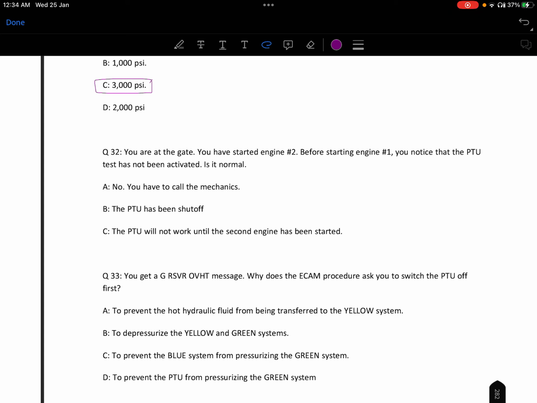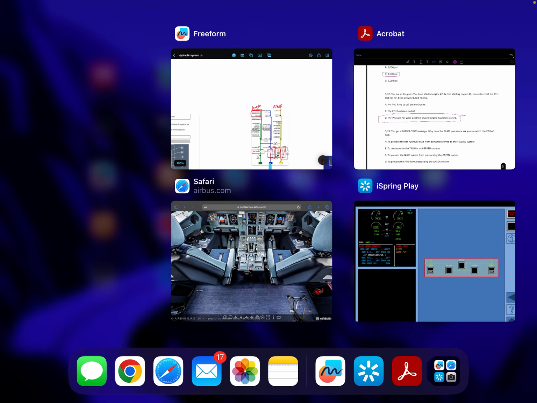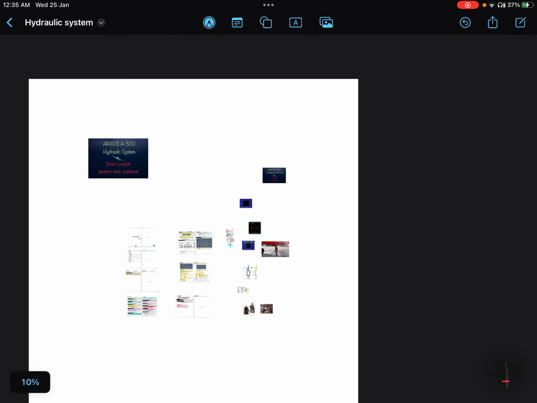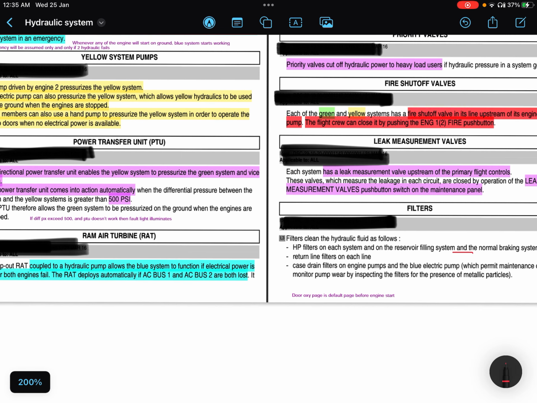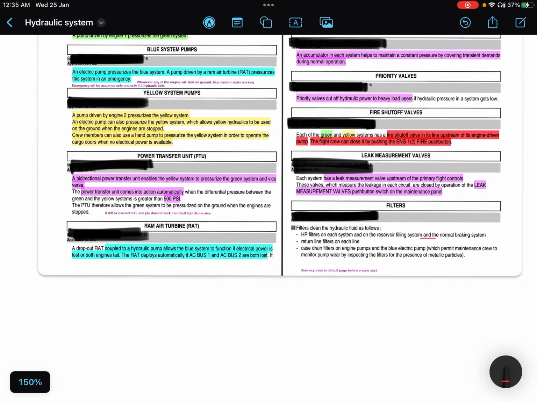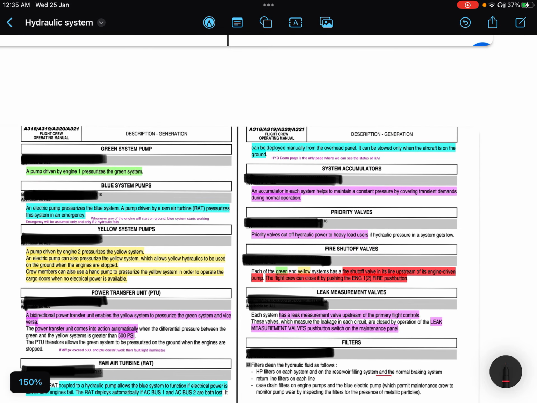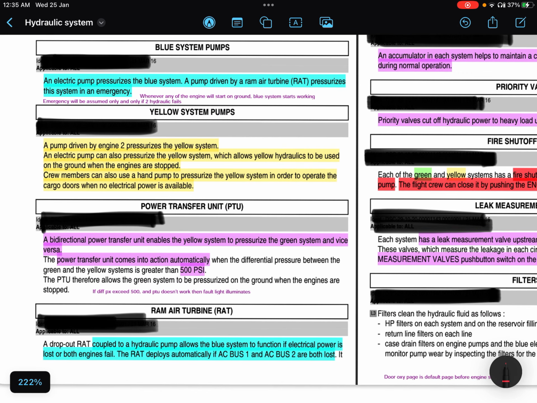Question number 32. You are at the gate. You have started engine number 2 before starting engine number 1. You notice that the PTU test has not been activated. So PTU test gets activated after the second engine start. Oh no, both engines start. It is normal. The PTU will not work until the second engine has been started. As I told you, let me show you in the FCOM this thing. Let me find where it is.